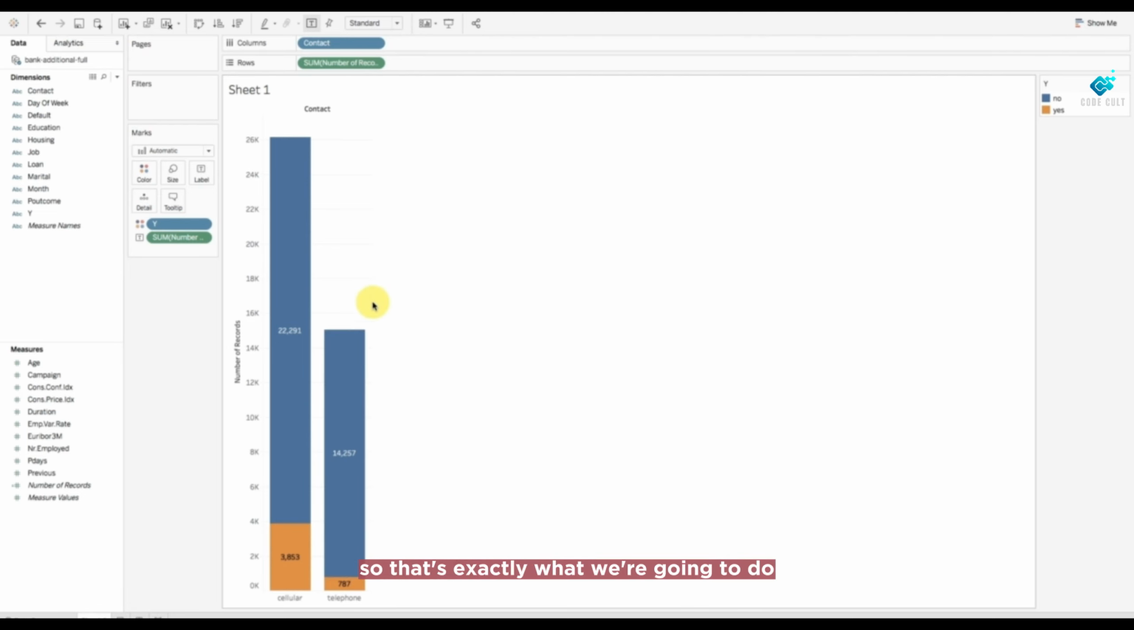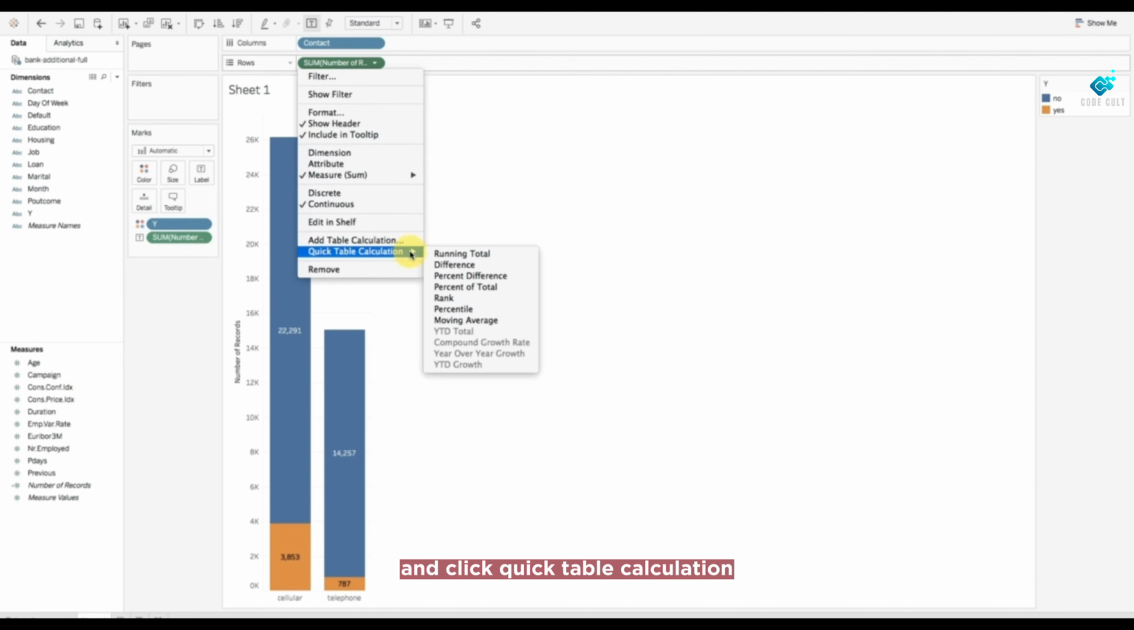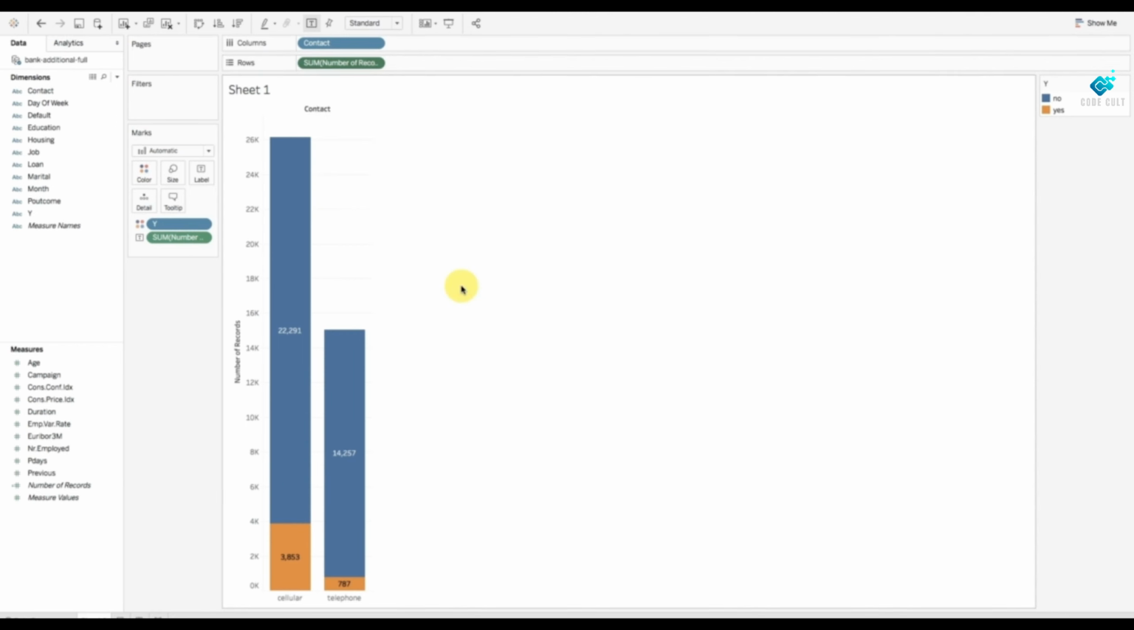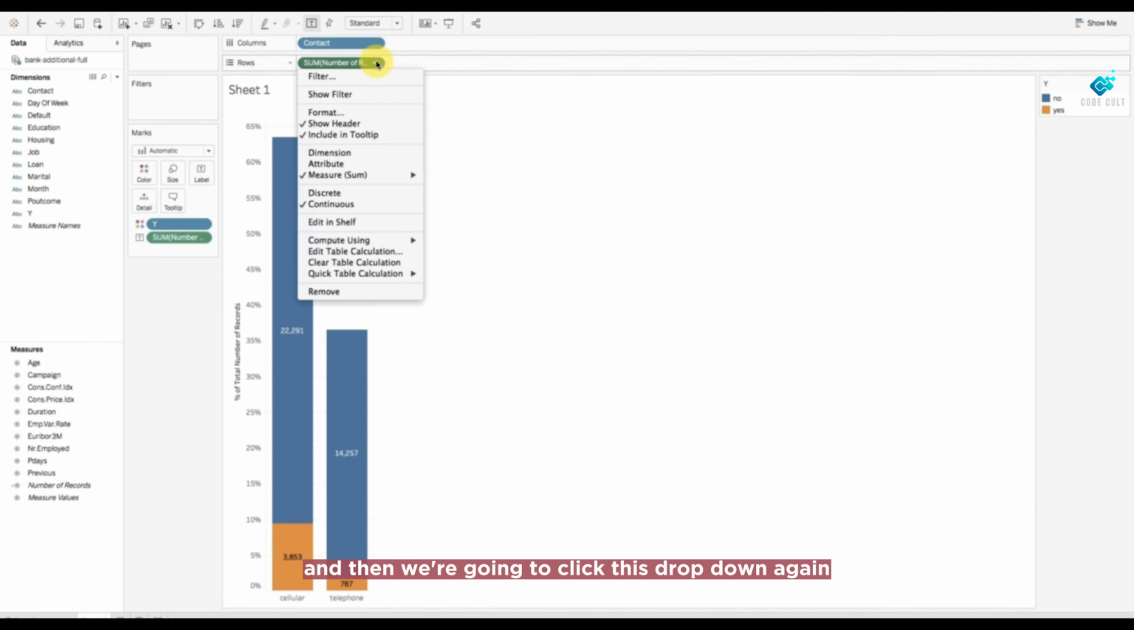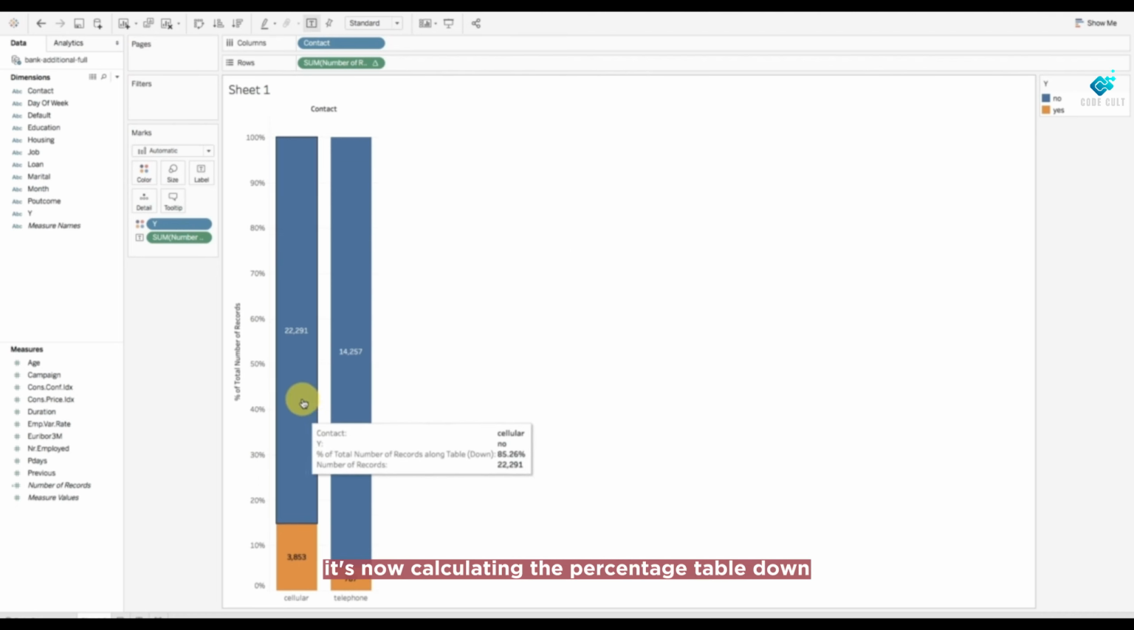So that's exactly what we're going to do. We're going to introduce the percentages. We're going to convert this from just a sum to a percentage. So click the drop down and click quick table calculation, percentage of total. And then we're going to click this drop down again, and select compute using table down. Instead of table across, it's now calculating the percentage table down.